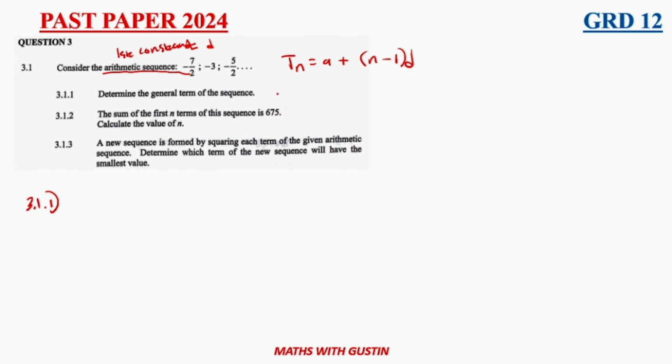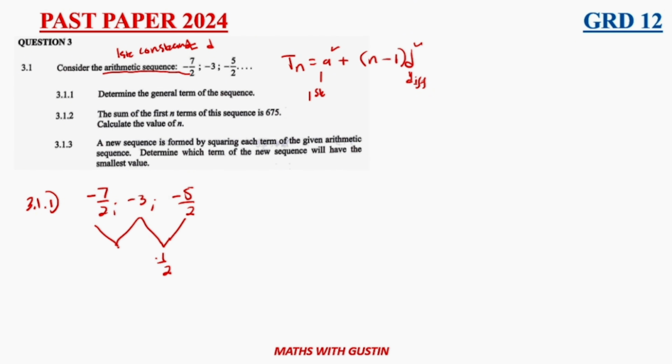3.1.1. So we need to find A and D. D is the constant difference. A refers to the first term. So this one, D, is our difference. All right. Moving right along. Let's come here: -7 over 2, -3, -5 over 2. So now -5 over 2 minus -3 would give us a positive half.